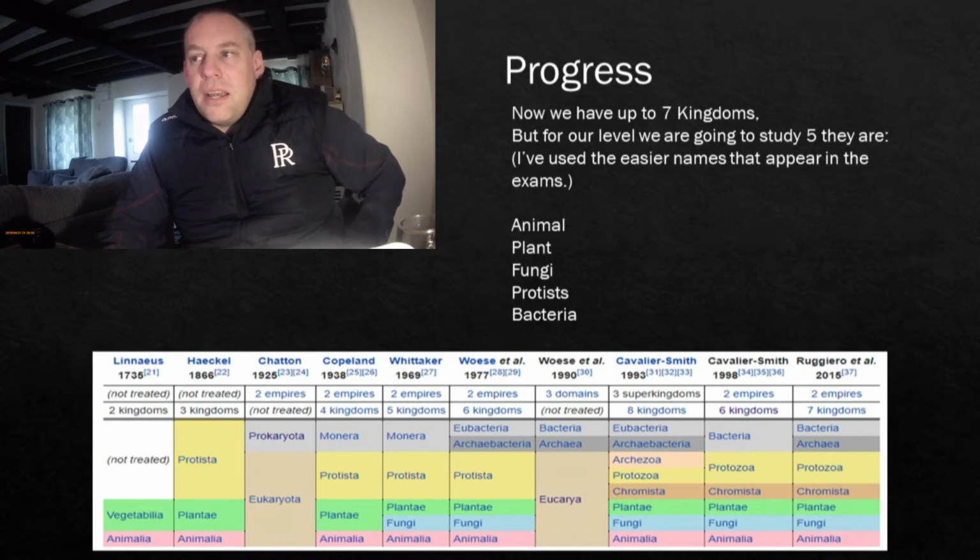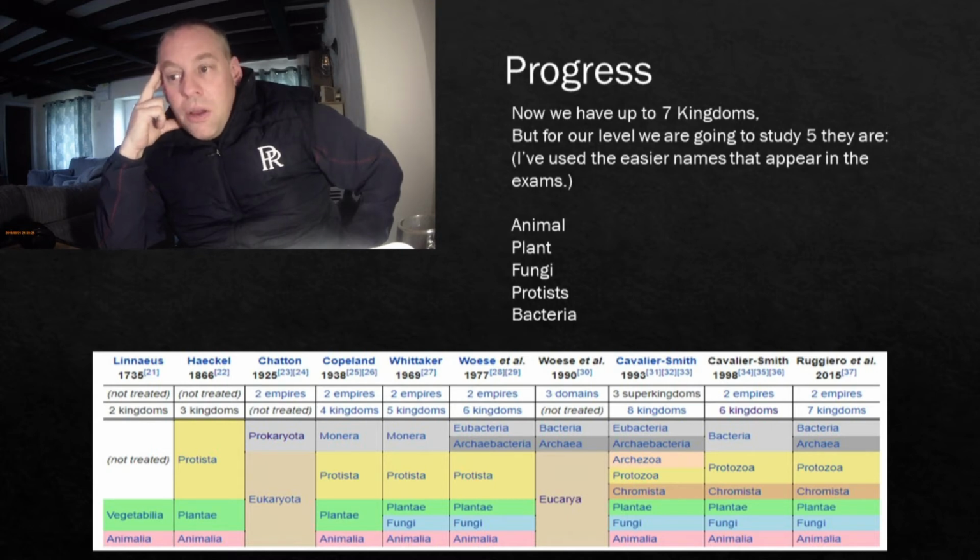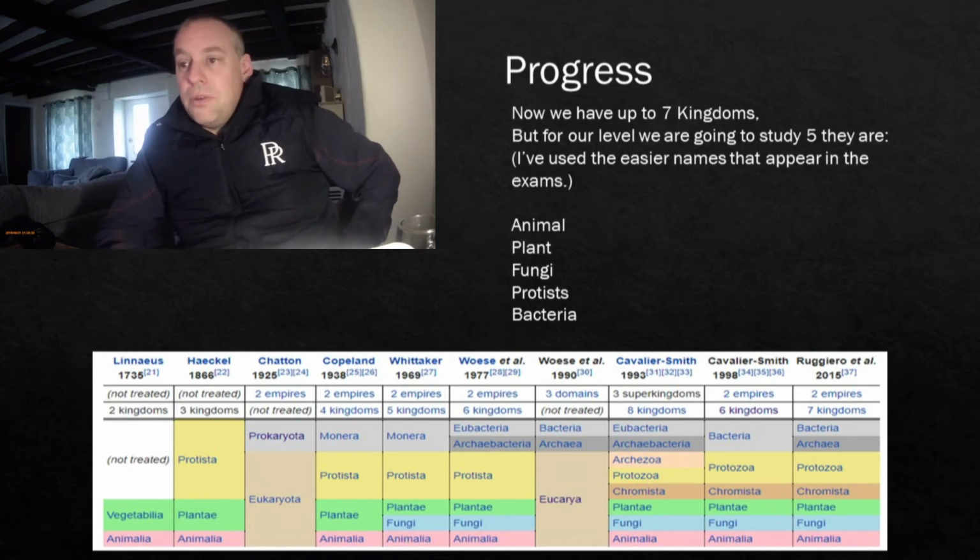Now, for us, the wording of the exam syllabus says that the kingdoms you need to learn about at the moment are animal, plant, fungi, protists, and bacteria. So I've simplified some of the words for how they sound. Where it says Animalia, we just put animals as a simpler way of writing it. We don't need to do the empires yet, but the empires are basically whether it's got a nucleus or not. And we've done nuclei with animal cells.